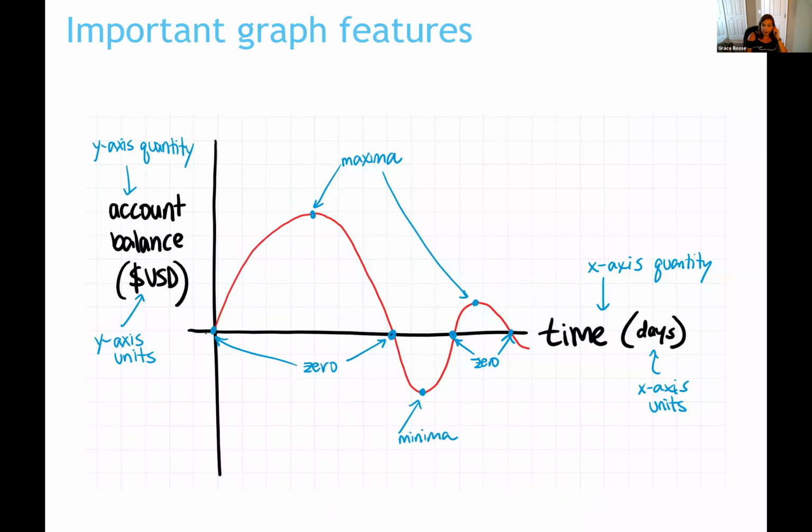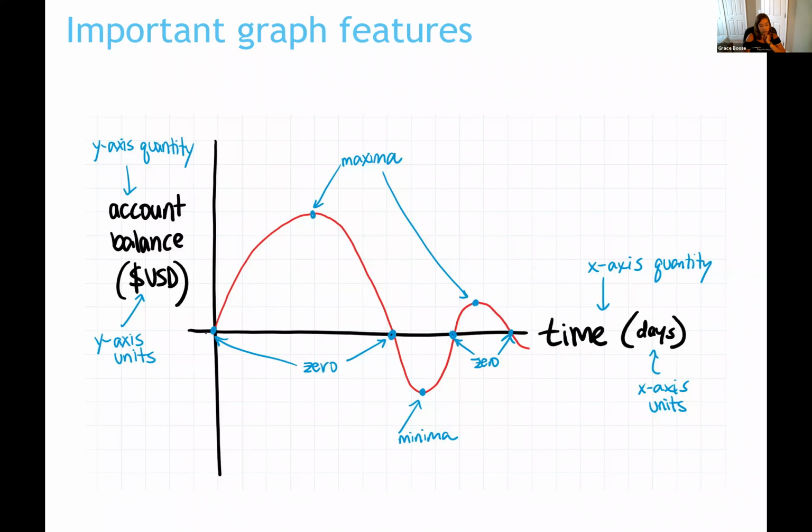So this is an example here. This picture shows you a function that is being graphed. On the y-axis, I see that the account balance is the physical quantity that's being graphed. And on the x-axis, I see time is the physical quantity. So this is a function that shows the amount of money I have in units of US dollars as a function of time in units of days.